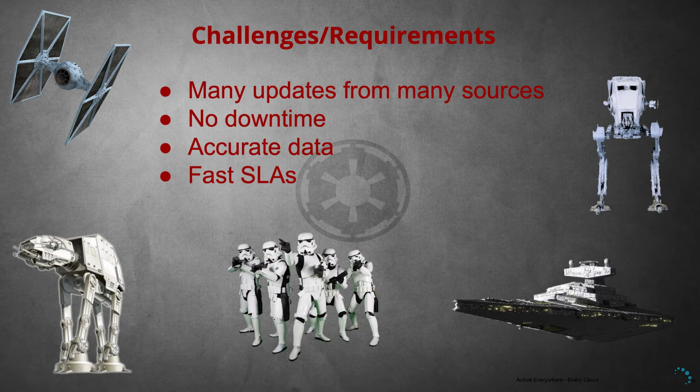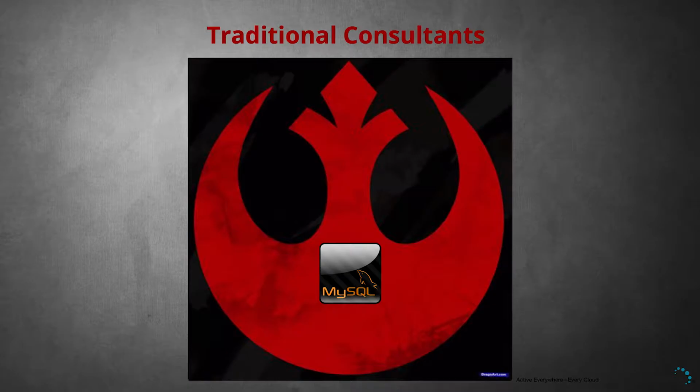So, some of the specific challenges. There are many updates from many sources. We can't have any downtime. Downtime equals really bad things, especially when there's lasers flying. Data needs to be accurate. Like I said, it's being used for decision making, and some of it is pretty important stuff. And then fast SLAs. We can't be sitting there waiting for a year for a job to complete that we really need the info now from.